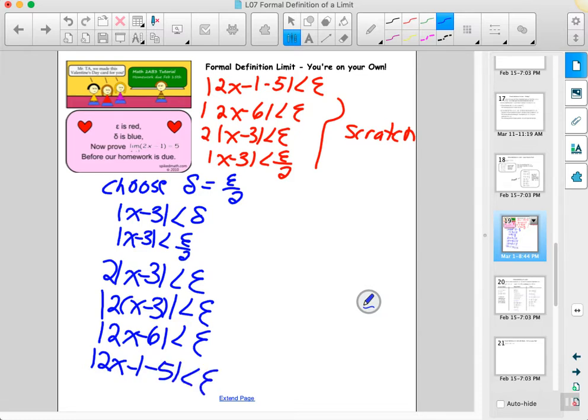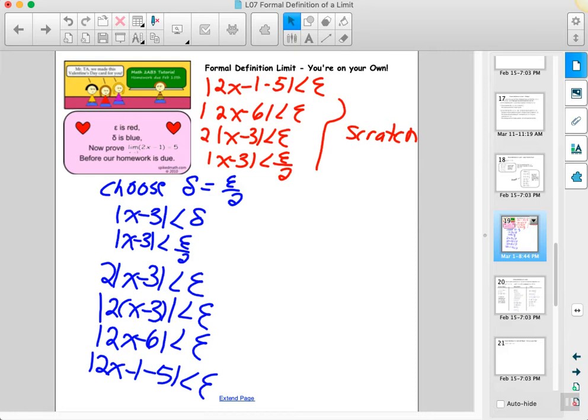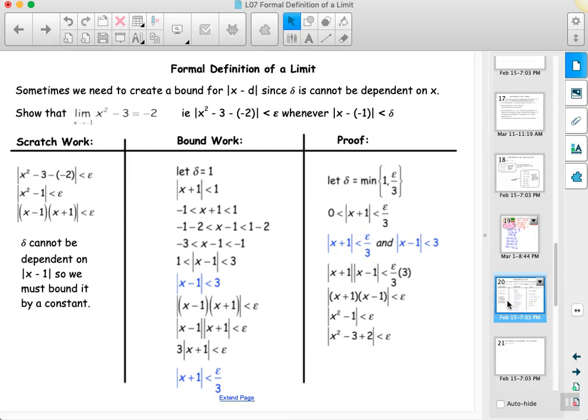And now I've been able to prove that if I choose my delta to be epsilon over 2, every epsilon does indeed have a delta, and I can start from here and get down to there. So that's an example of working with a linear function. What happens if it's not linear? So let's take a look at this next example.